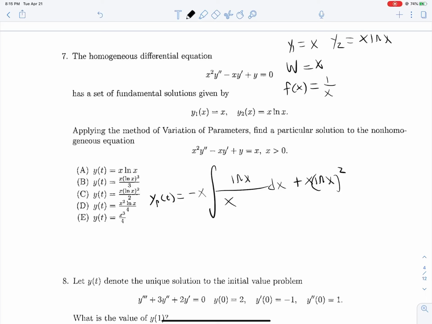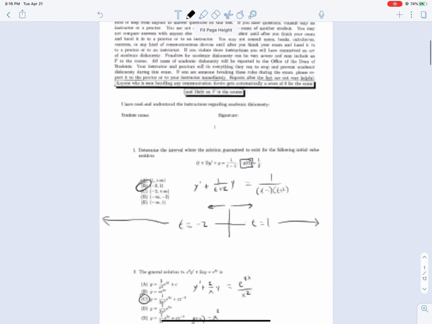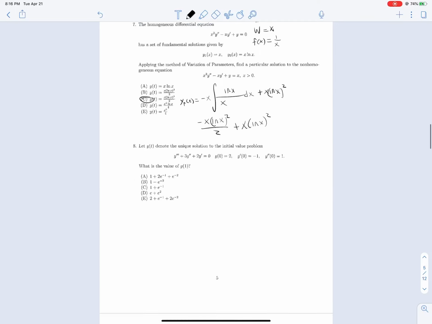Taking that integral, replacing it, we get minus x ln x squared over 2, and then plus our x ln x squared. So overall we get x ln x squared over 2. 7 is C.